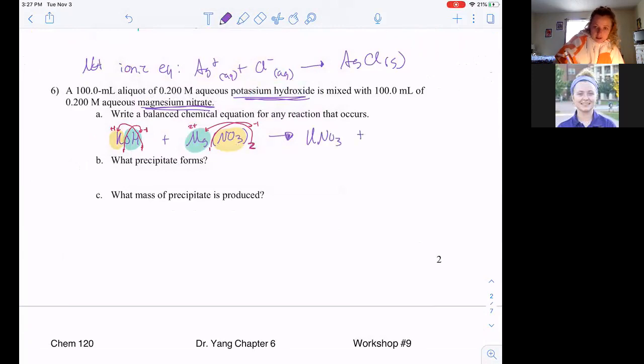KNO3 plus, just aqueous. You have to remember your solubility rules, by MgOH.